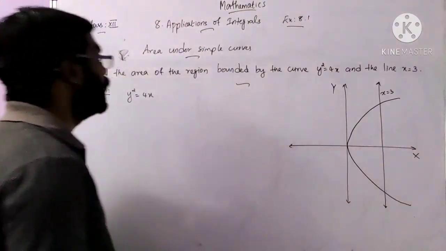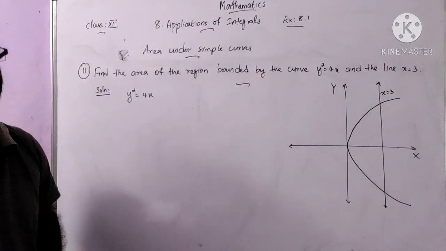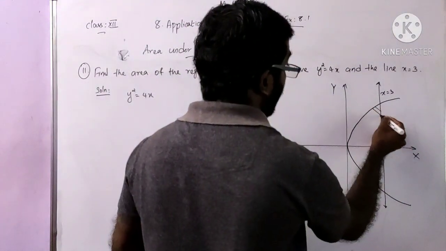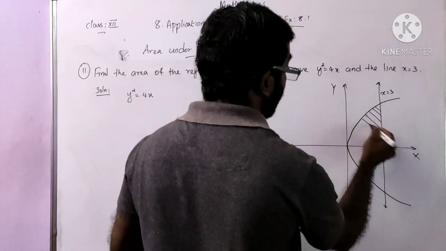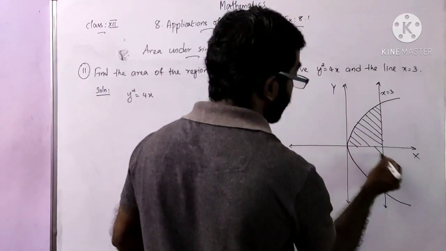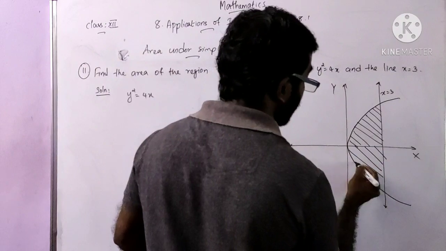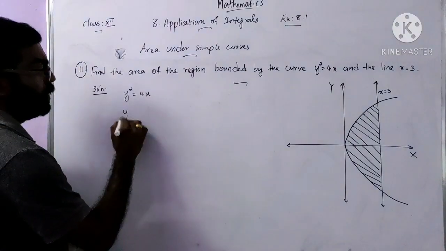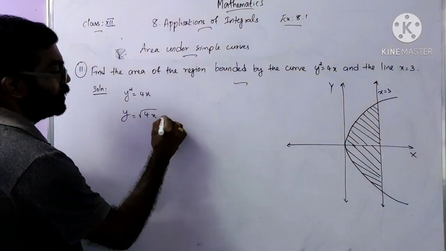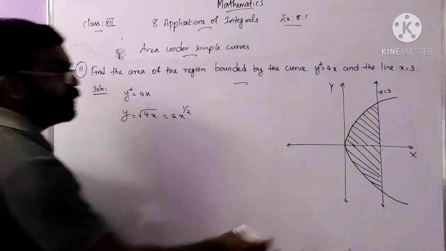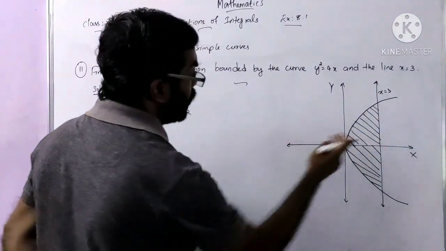We have to find the area of the region bounded by the curve y square equal to 4x and the line x equal to 3. So we can find the area of this shaded portion. First we can find the value of y equal to root of 4x, which is equal to 2x raised to half. Now we have to find the area of this shaded part.